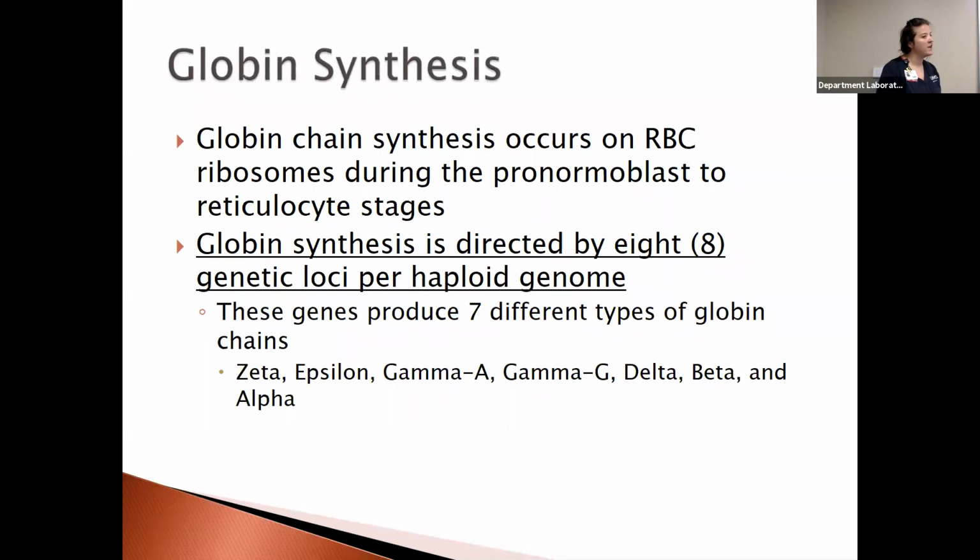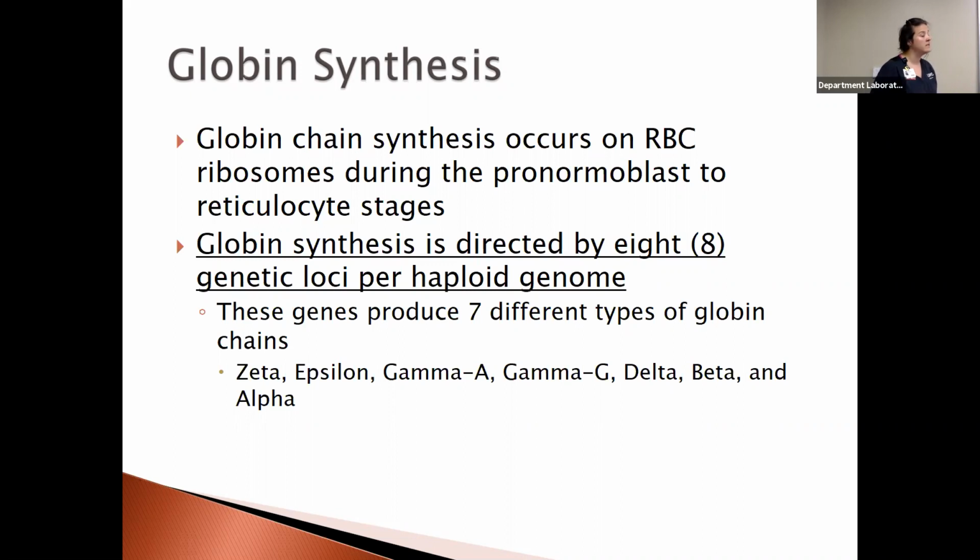All right, so globin chain synthesis occurs in the red cell ribosomes during your pronormoblast all the way to your reticulocyte. So remember the cell has a nucleus, protein synthesis is occurring. And so that is when all of these globin chains are being produced.